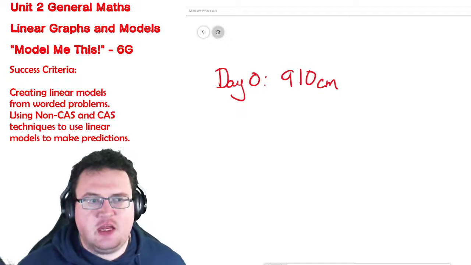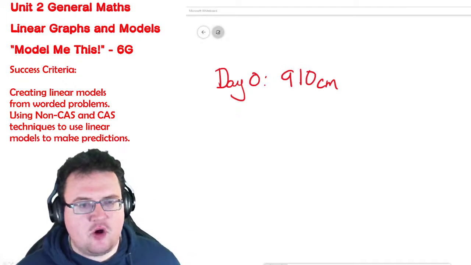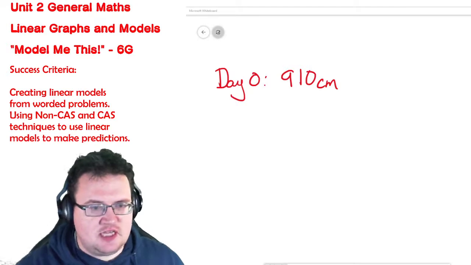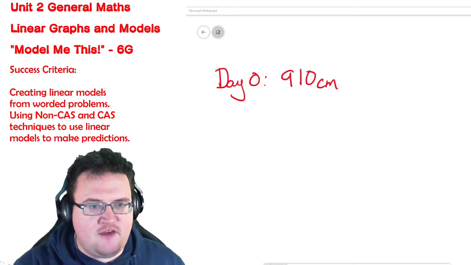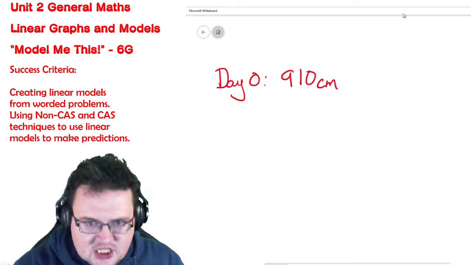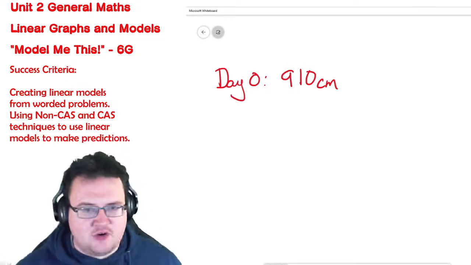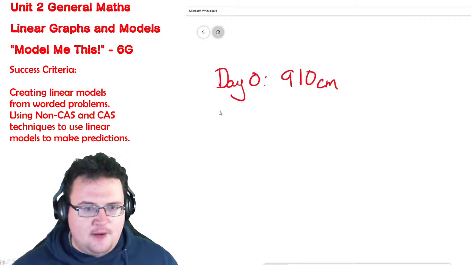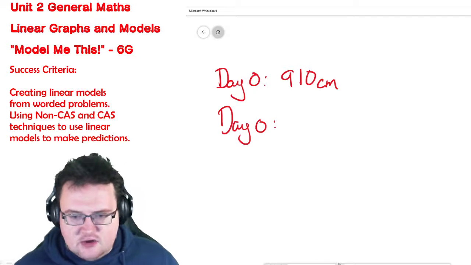Welcome to 6G. This is modeling in application projects. So, day 0 of a tree. I have a tree, day 0, it is 910 centimeters. So the first time I've ever measured it, day 0, it's 910 centimeters. I now measure it a day later because I'm like that. So not day 0, day 1.